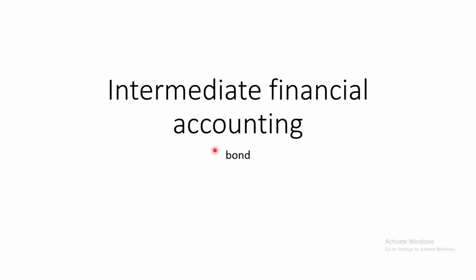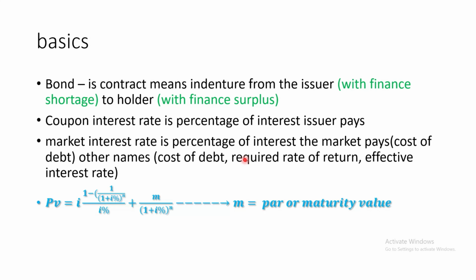Hello everyone, today we are going to look at one topic related to intermediate financial accounting, which is a bond. What is a bond? Let's look at the basics. A bond is something that is issued by the issuer. The issuer is the one with the financial debt to the bondholder. The bondholder is the one who buys the bond from the issuer.